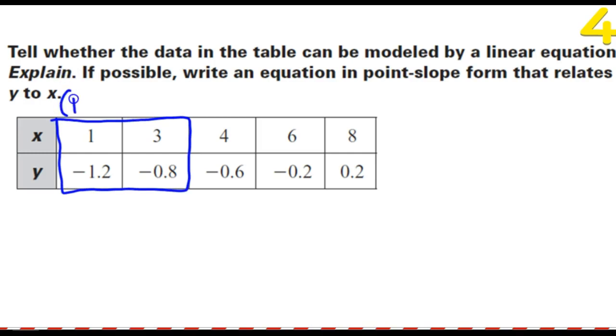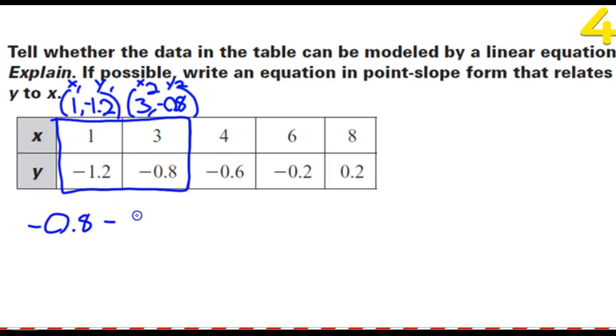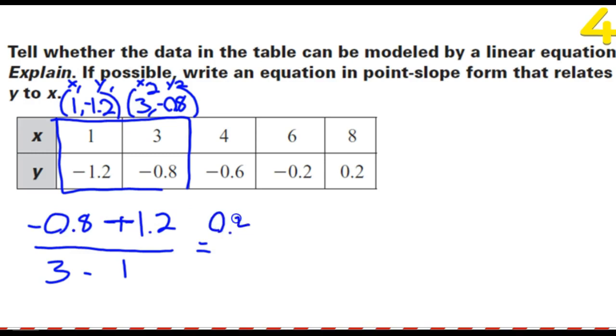So we get 1 and -1.2 and 3, -0.8. So this is our x1, y1, x2, y2. Our y2 is -0.8 minus a -1.2. x2 is 3 minus 1. So if we make that a plus sign, -0.8 plus 1.2 is going to give us positive 0.4 over 3 minus 1, which is 2.